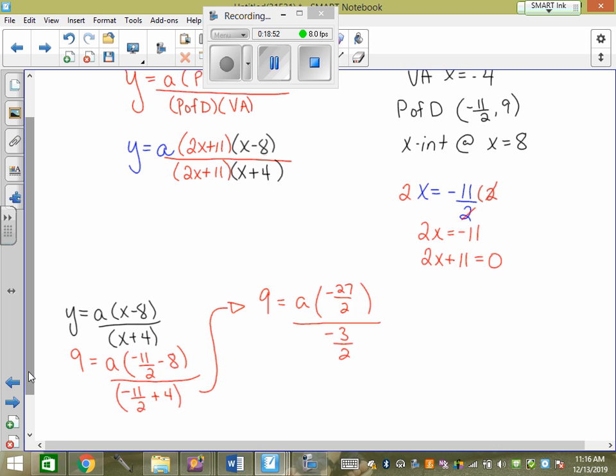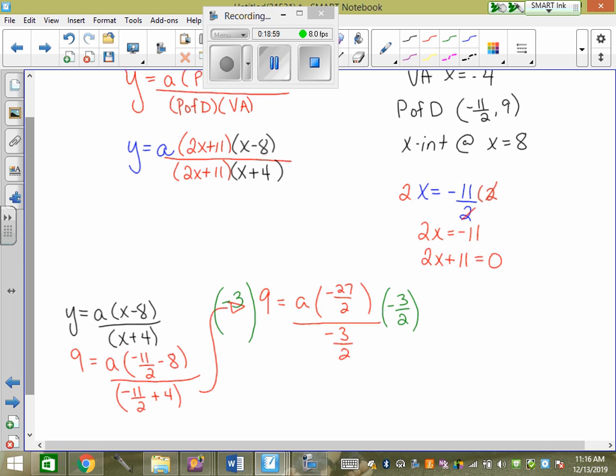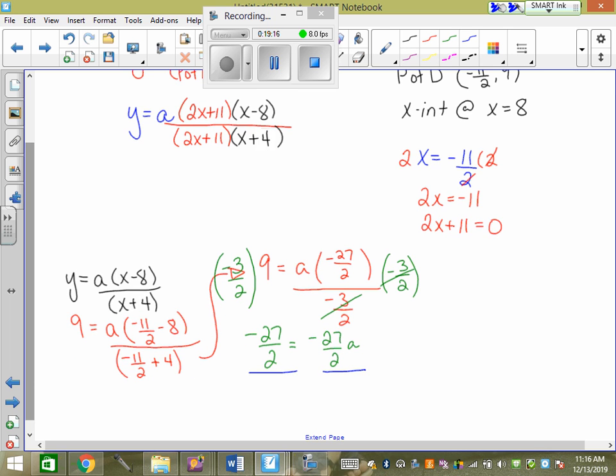Then I'm going to multiply by negative 3 over 2. Some of you flip it. If I'm multiplying, I'm not flipping. So I get negative 27 over 2. Stop. Negative 27 over 2a. Divide by negative 27 over 2. A equals 1.